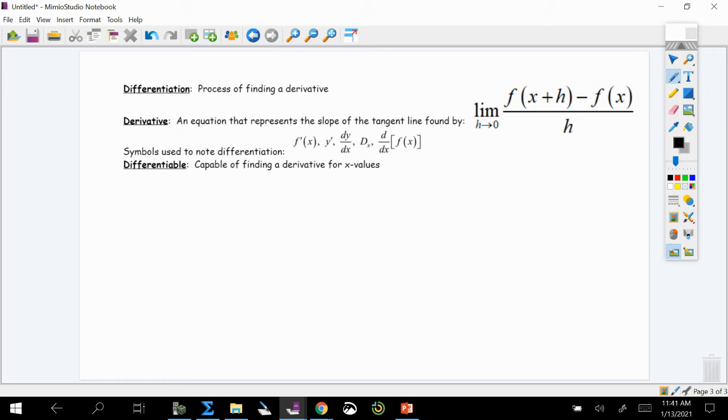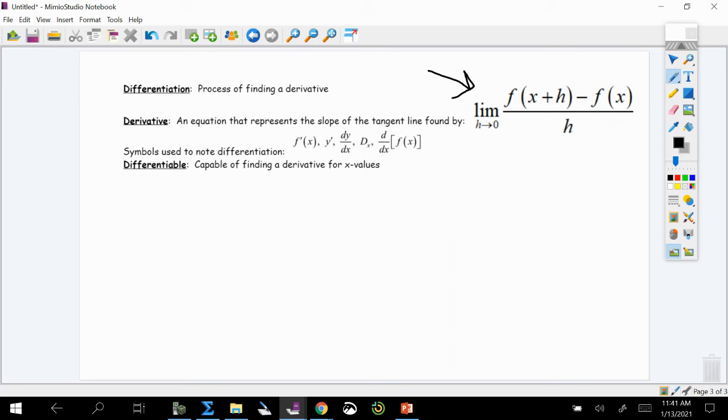Differentiation means finding a derivative, finding something that represents the slope of the tangent line. And that's what a derivative is as well. So you see derivative defined as well. Derivative is going to be an equation that represents the slope of the tangent line, and it is found using limits and a whole bunch of algebra using this limit notation.